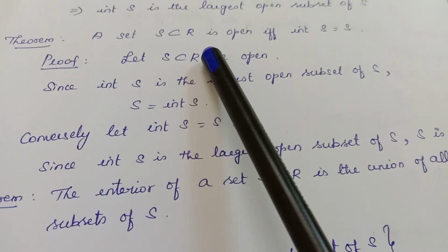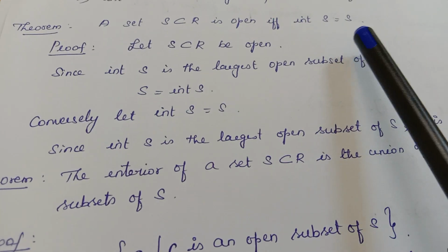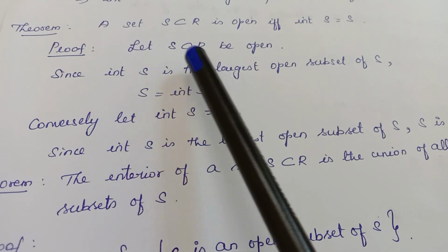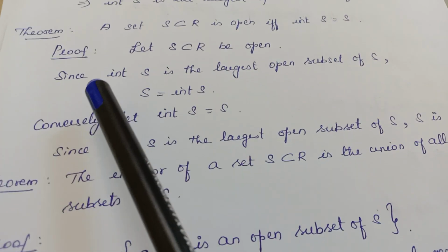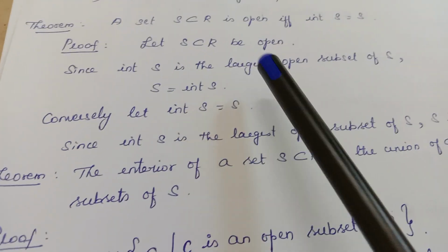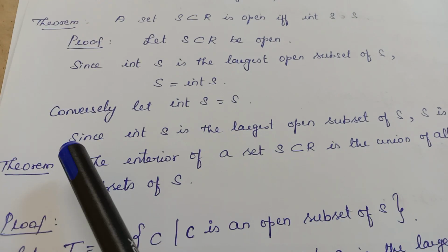Okay. Then, the next theorem. This is something like a corollary of the previous theorem. A set S in R is said to be open if and only if the interior of S equals S. The proof is very simple. First, let us take S to be an open subset of R. But what we know from the previous theorem is that the interior of S is the largest open subset of S, no? So this S must be equal to the interior of S.